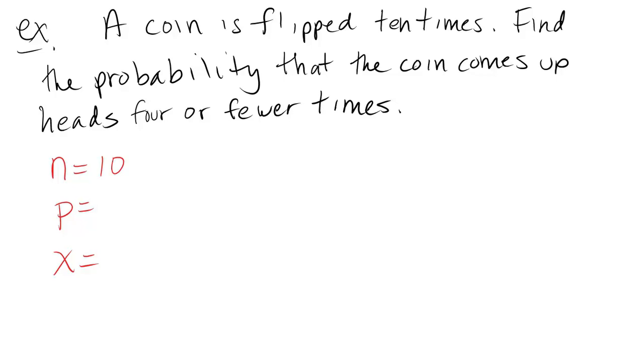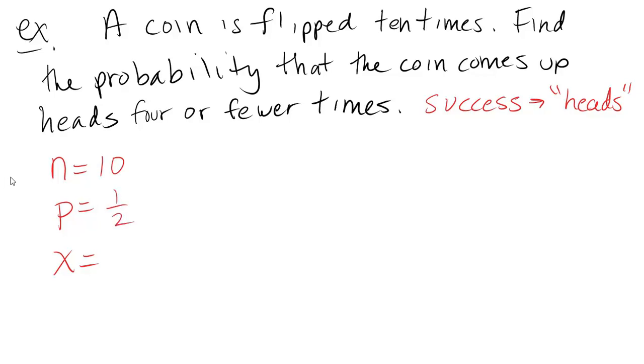P and x are dependent on which outcome you consider to be a success, and since we're counting up the number of times the coin comes up heads, in my opinion, the easiest way to approach this is to make a success when the coin comes up heads. P is therefore the probability that the coin comes up heads in any one flip, which we've said many times is 1/2. You could also use 0.5.